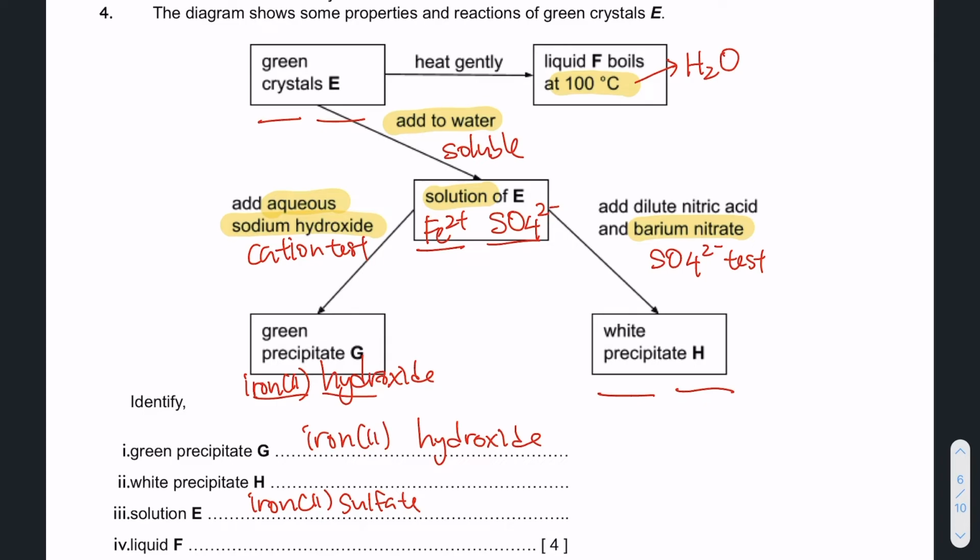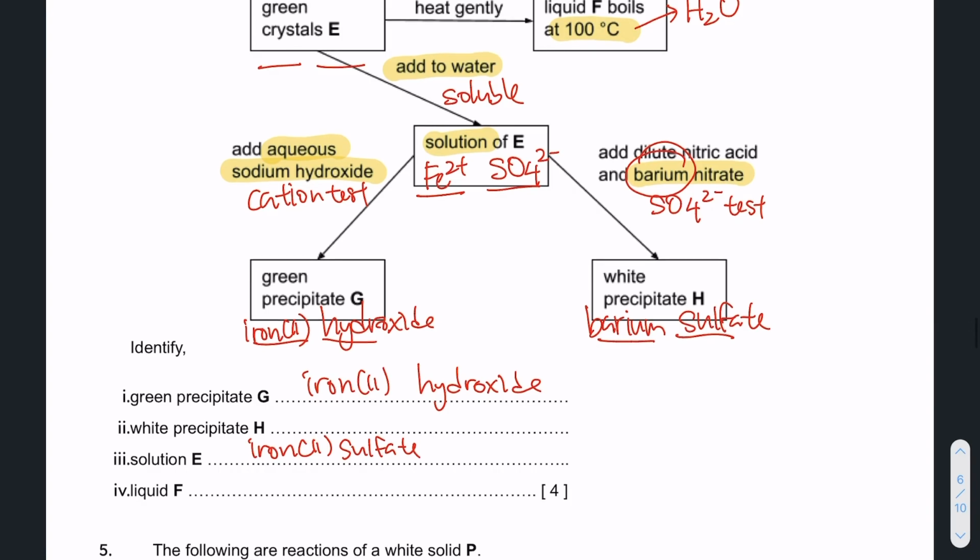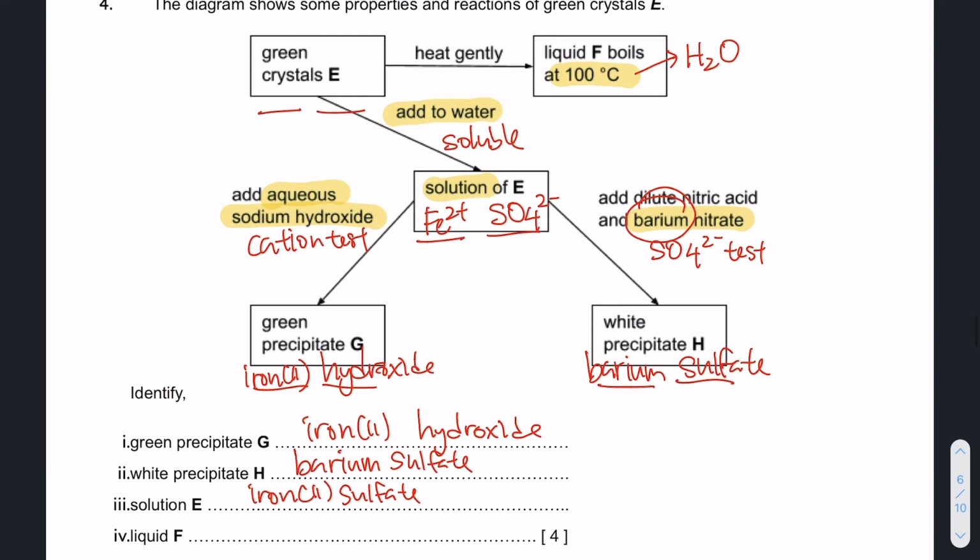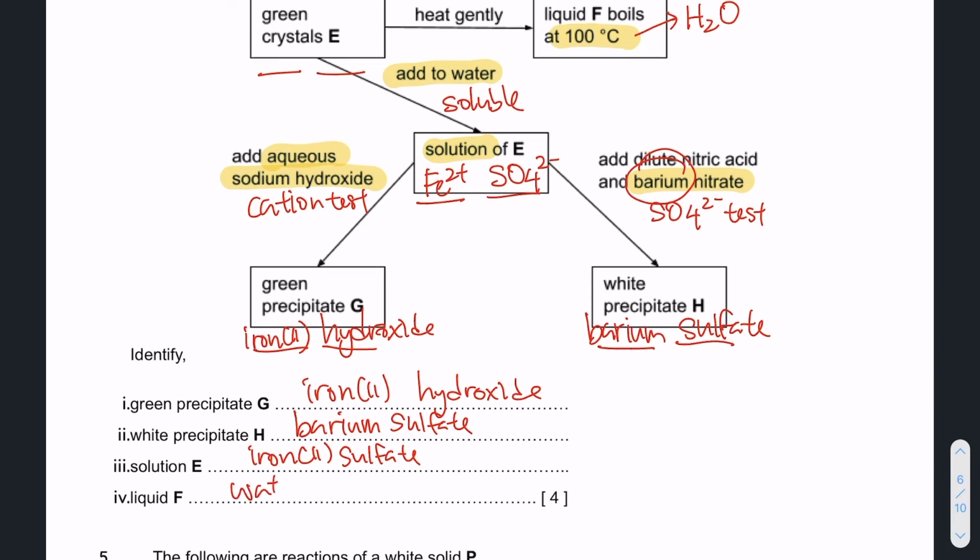And the white precipitate that is formed from the sulfate test, you know, the second part is the sulfate. And because I add the barium, and remember that for sulfate, CBl, calcium, barium, lead, and barium sulfate is insoluble, that's why it forms the white precipitate. So H would be barium sulfate. And lastly, liquid F, we have already decided that it's 100 degrees Celsius, so it has to be water.